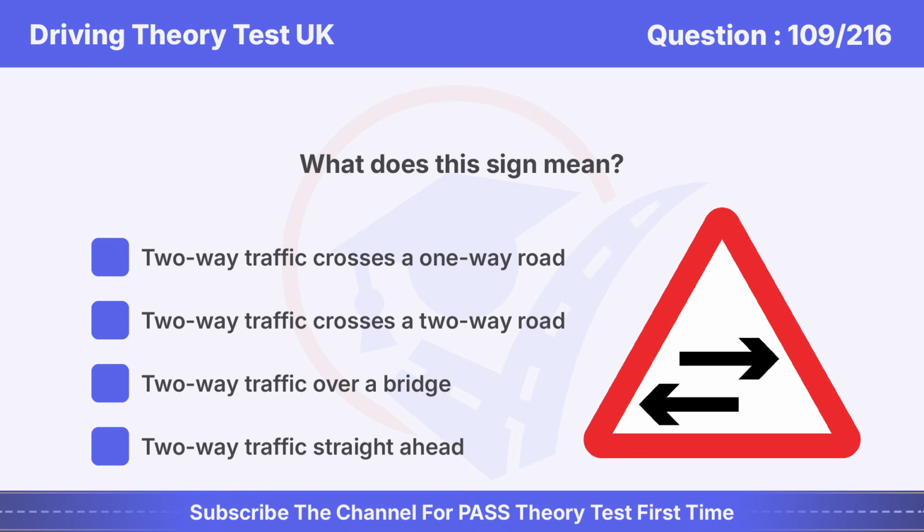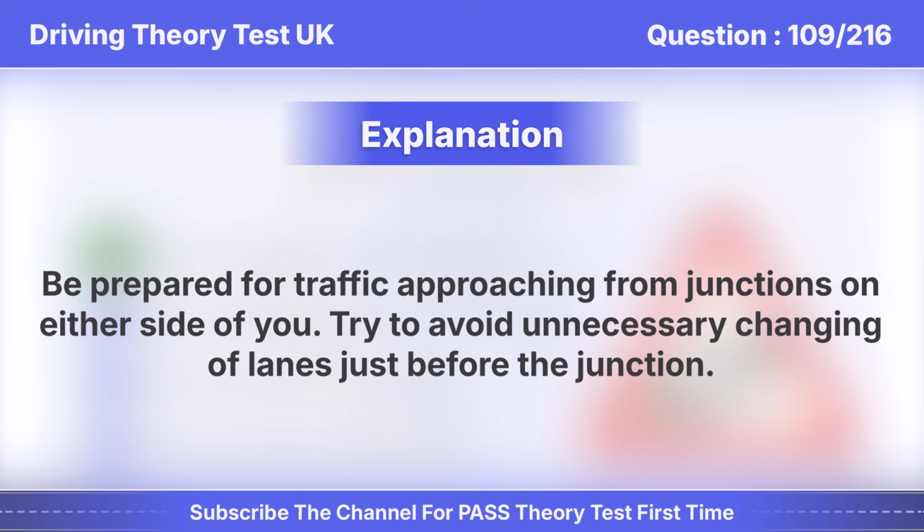Question 109. What does this sign mean? Answer is A. Two-way traffic crosses a one-way road. Be prepared for traffic approaching from junctions on either side of you. Try to avoid unnecessary changing of lanes just before the junction.